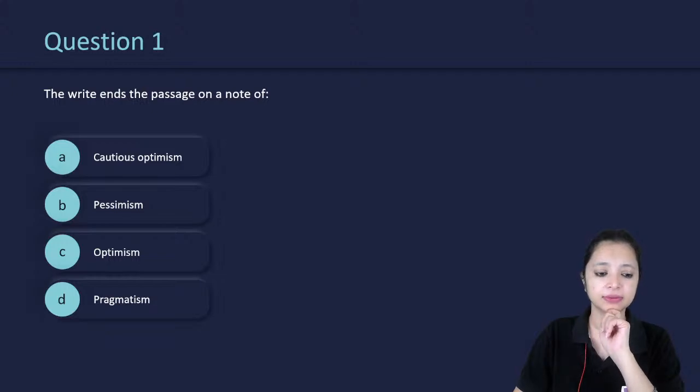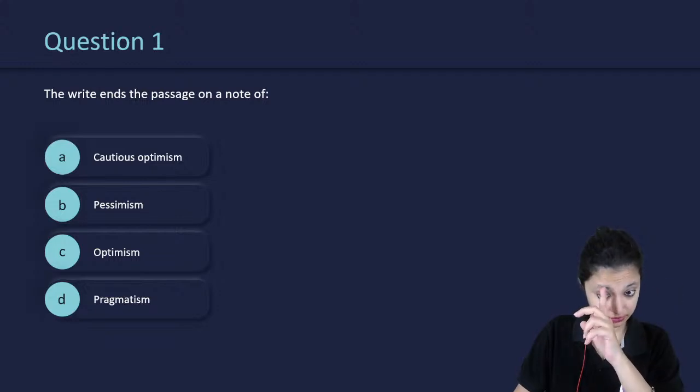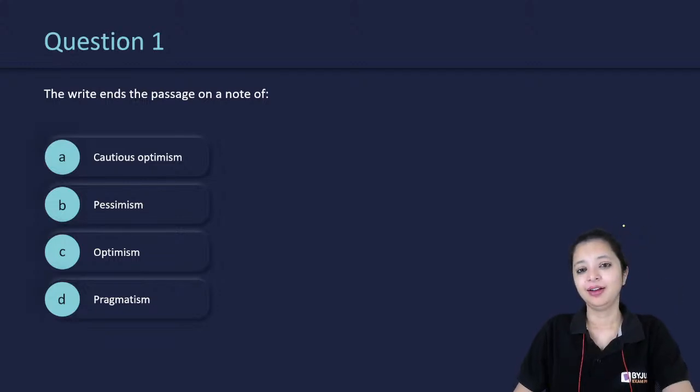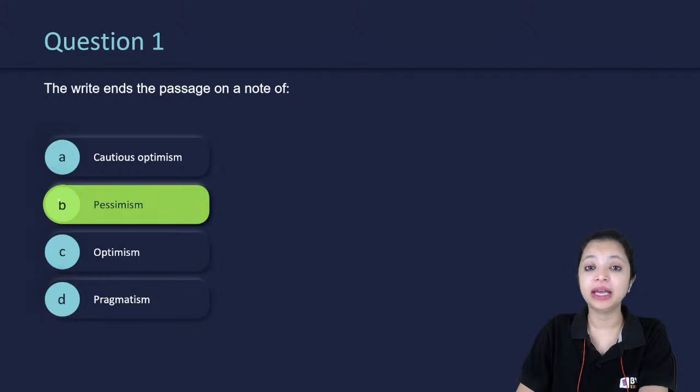What's your answer? B, okay. Optimism, okay. All right, Ananya. Others? What's your answer? B, B, B. Everyone says B. Okay. The correct answer is B. It's pessimism. He looks at it from a negative point of view.